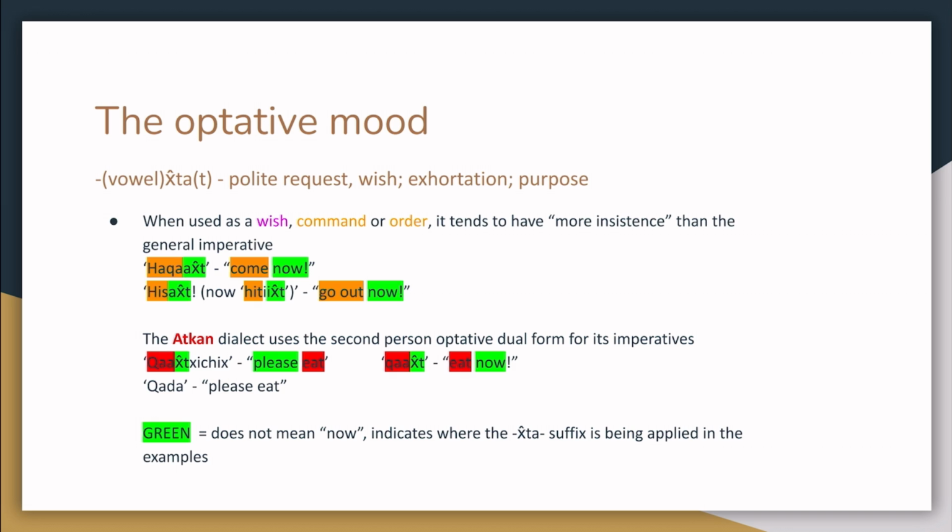And the Akin dialect specifically uses the second person dual form of the optative mood for its imperatives. And those imperatives tend to be more polite. So for example, qa means to eat, khut is that optative mood marker, and then chichech, so please eat. And the same here, qat, eat now, which is just simply the stem plus the optative mood marker directly.